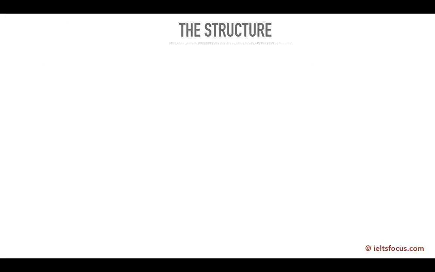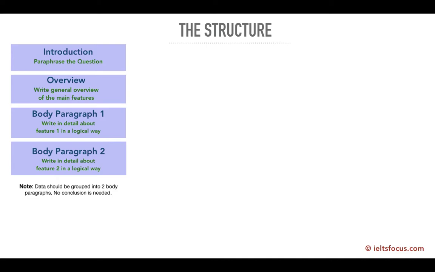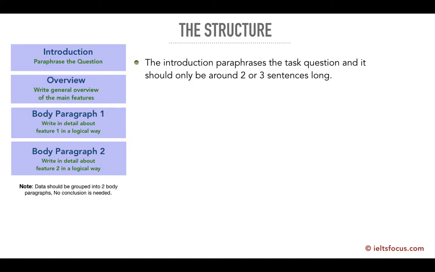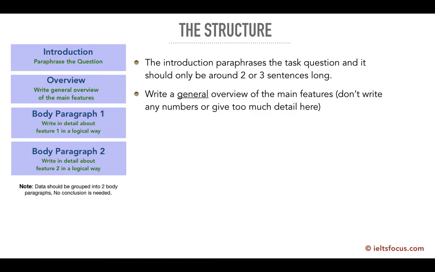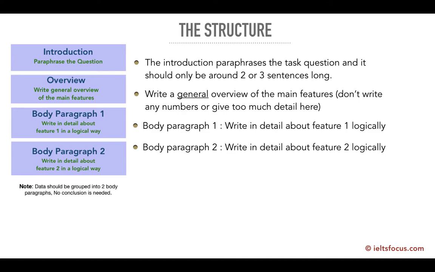Now the structure needed for this kind of task. Basically it's an introduction where you simply paraphrase the question. There's no thesis statement. The introduction is quite short, maybe 2 or 3 sentences only. Then we have the overview. The overview is very general. You're just writing about the main features. You don't write any numbers or statistics or dates or any major detail. Body paragraph 1, you write about the main features logically. Paragraph 2 is the second features logically. You have to group the data.